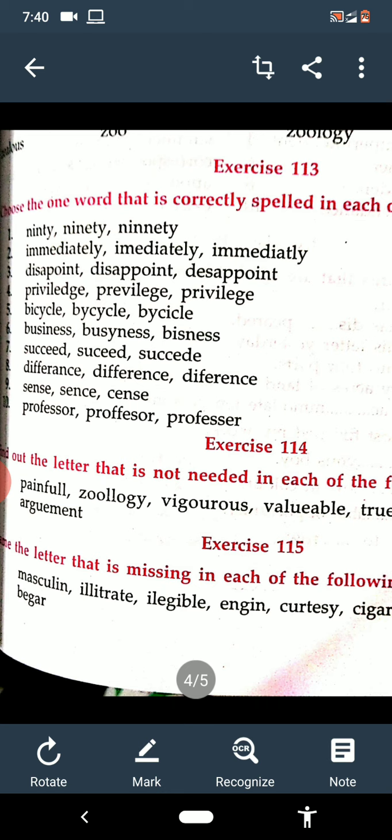Illiterate. I-double-L-I-T-R-A-T-E. So what is the spelling? I-L-L-I-T-E-R-A-T-E. Illiterate. Similarly, engine. E-N-G-I-N-E. Illegible. I-L-L-E-G-I-B-L-E. Cigarette. Balloon. Boundary. Beggar. Okay. So we have to correct the spelling and we have to write the letter that is missing in each of the following words.